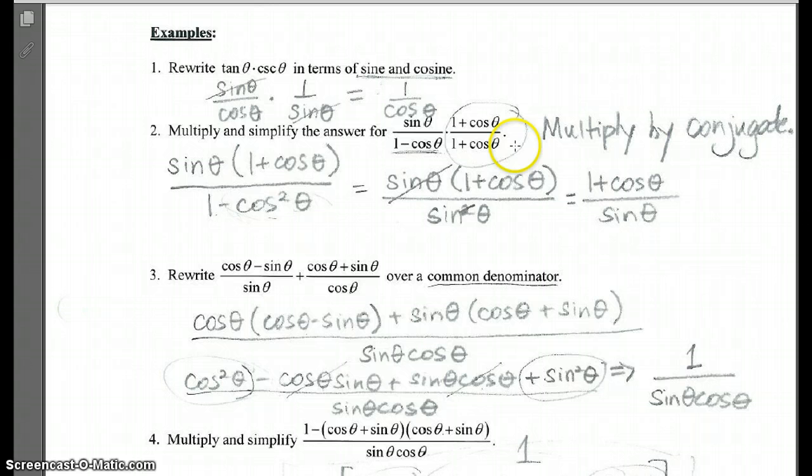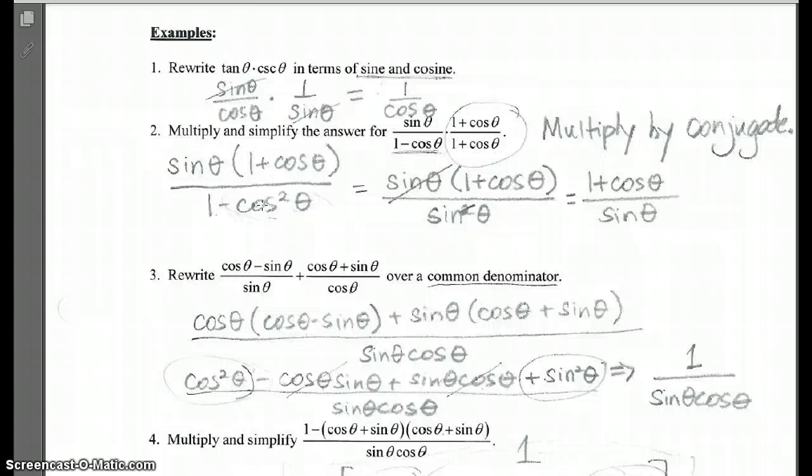For the second one, notice that you're multiplying top and bottom by the conjugate. When you do these, that's going to be a common thing. I have sine theta over 1 minus cosine theta. Well, the conjugate of 1 minus cosine theta is 1 plus cosine theta. So you need to multiply top and bottom by the conjugate. And what that does is it creates this 1 minus cosine squared, which is an identity. And you'll find that that works a lot.